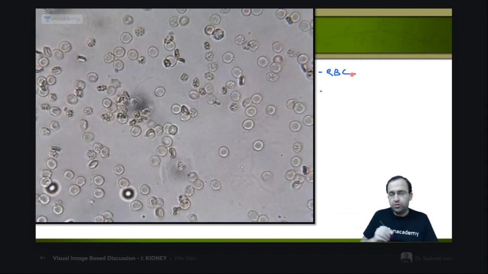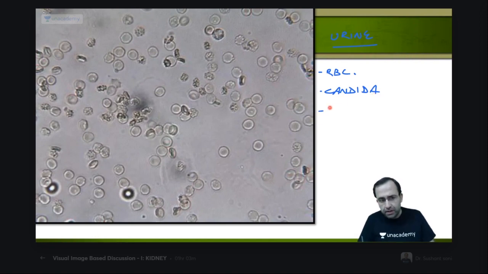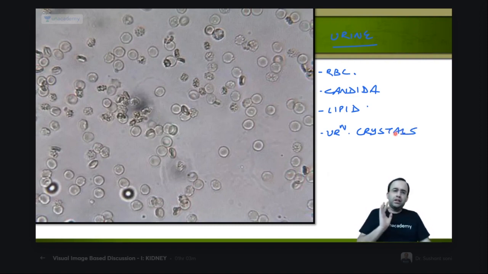So my next question is the same. A urine examination is given to you. This is a slide from urine examination, which shows, so diagnosis: RBCs, Candida albicans, presence of lipid, that is nephrotic syndrome, or these are urinary crystals. They have not subtyped which urinary crystals. Just the slide is given.